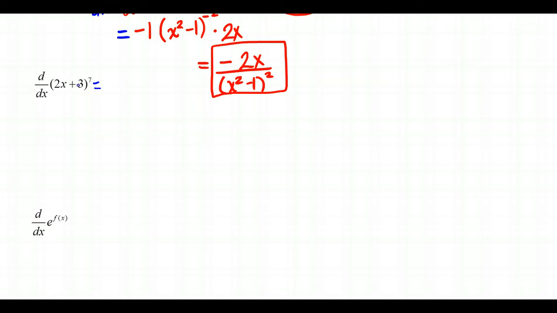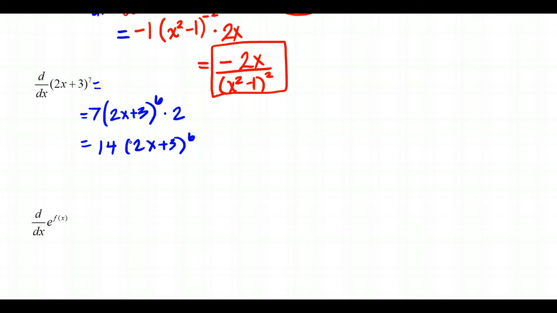So the chain rule says take the derivative of the outside function, the outside being x to the 7th. So we're going to bring the 7 to the front, leave the inside the same, 2x plus 3, reduce the power by 1, and then multiply by the derivative on the inside. So the derivative of 2x plus 3 is 2. So 2 times 7 gives me 14, 2x plus 3 to the 6th.